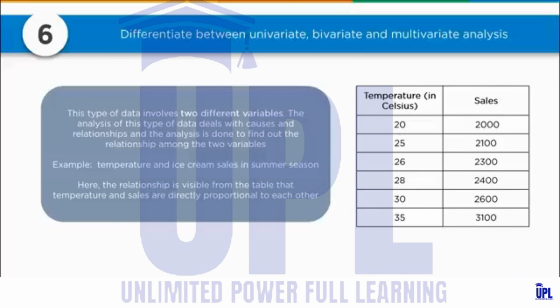Here, the relationship is visible from the table that temperature and sales are directly proportional to each other. So the hotter the temperature, we can predict an increase in sales. So the word prediction should come up. So we have description and prediction.